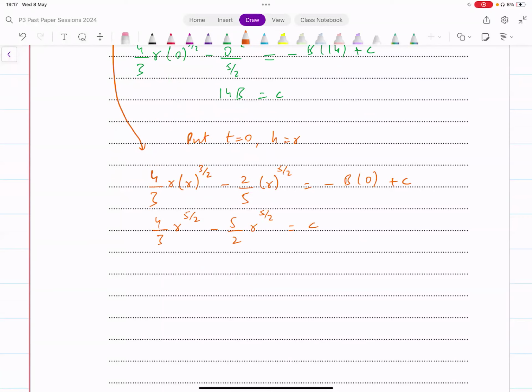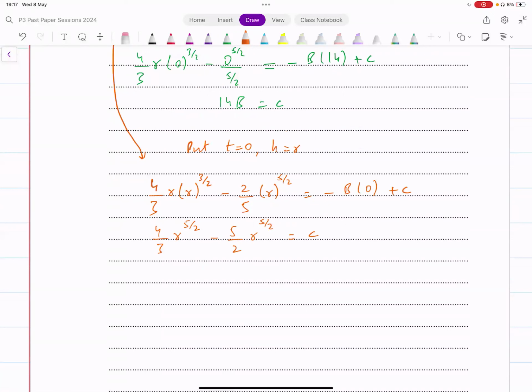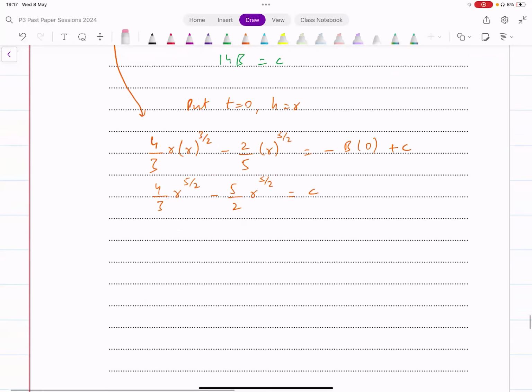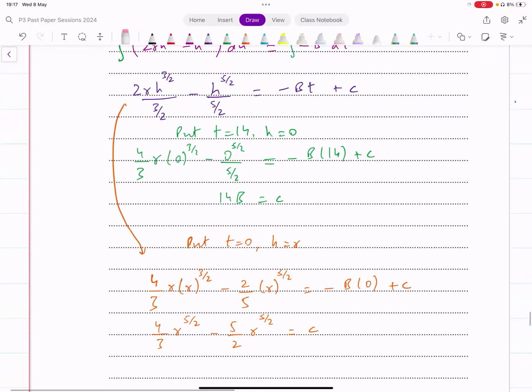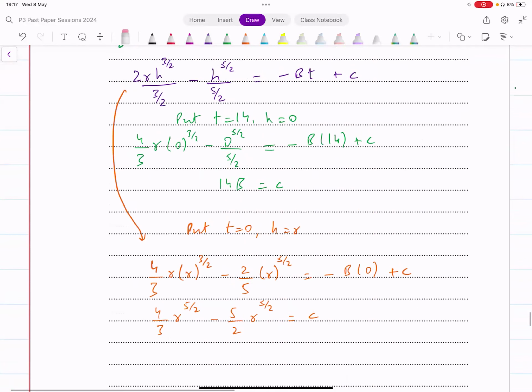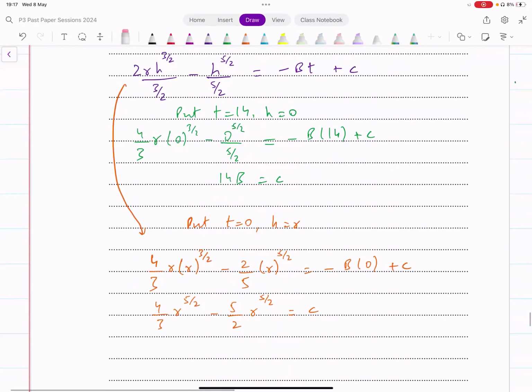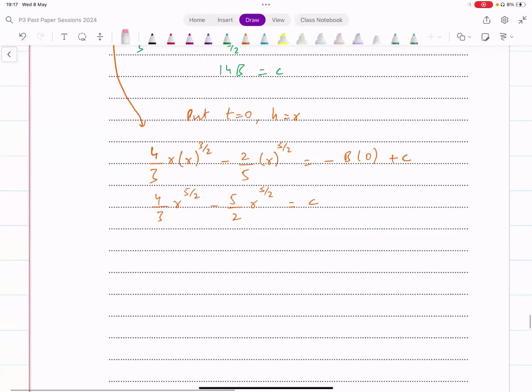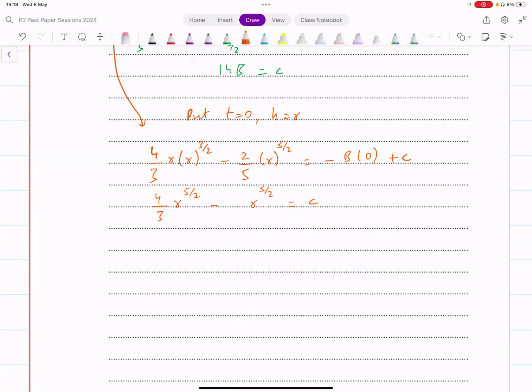If this is the value of c that we're getting, what's the value of b going to be then? This whole thing divided by 14. So 14b equals c, right? That's what we got earlier. We can just use that. We can say 14b equals c, and that will give us the corresponding value for b as well. Let's do that. Is this all right until this point? 4 over 3 r raised to power 5 over 2 minus 2 over 5 r raised to power 5 over 2. Okay. Yeah. Thank you. This is going to be 2 over 5, not 5 over 2.